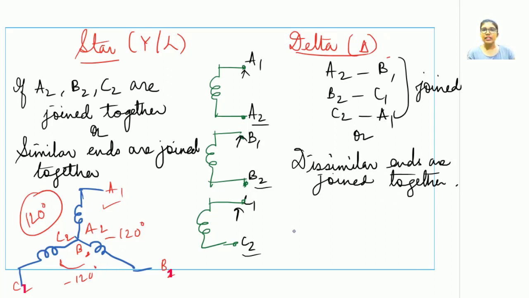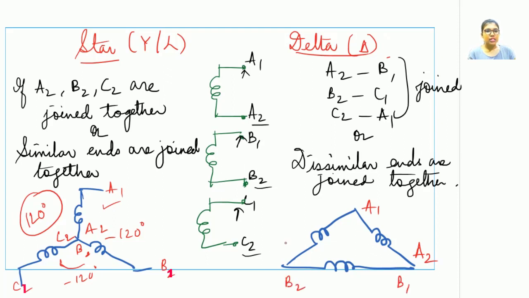Now let us see how the delta connection would look like. This is how the delta connection would look like. This one being A1, A2, B1, B2, C1, C2. Once again, see this. This is phase 1, 120 degrees apart. You are having the second phase. Again 120 degrees apart, you are having the third phase.